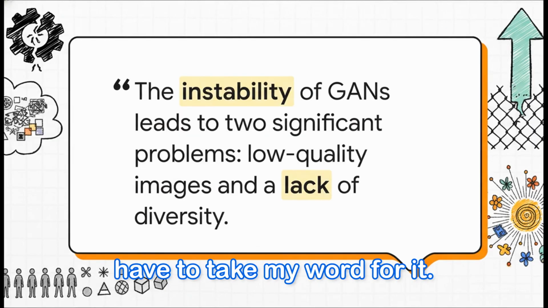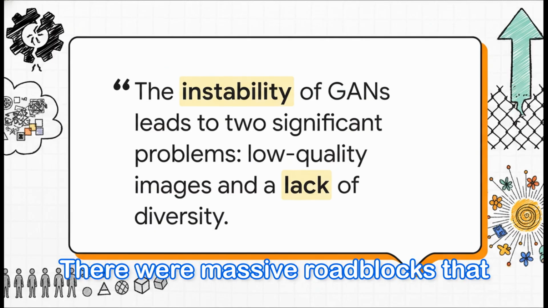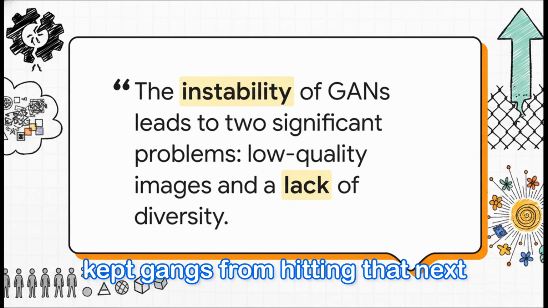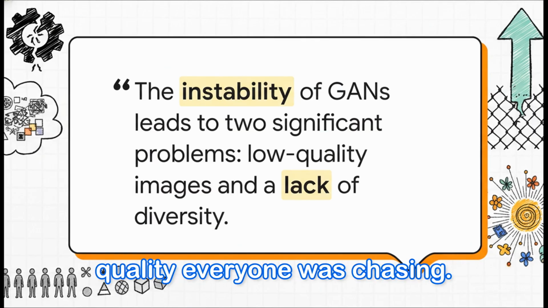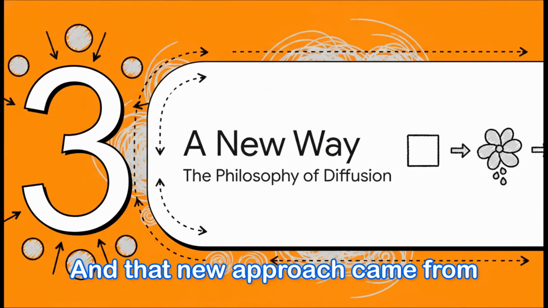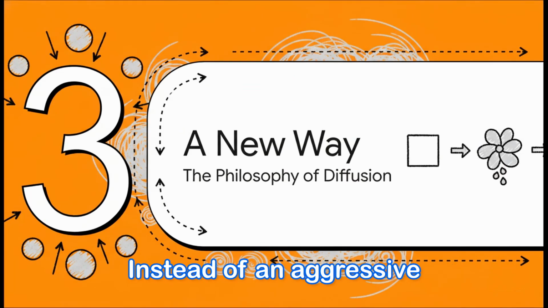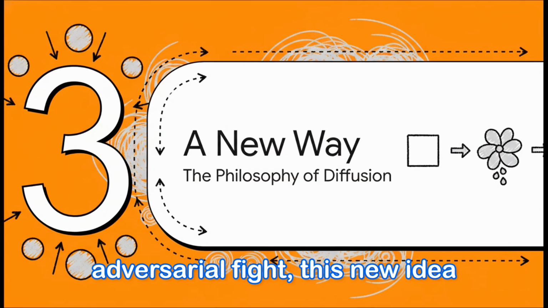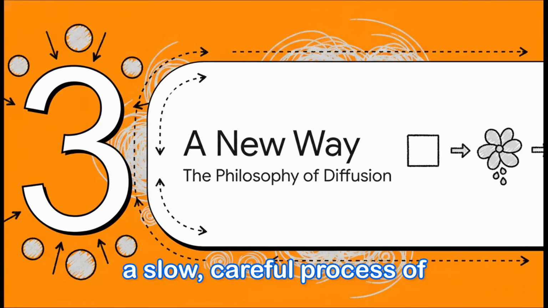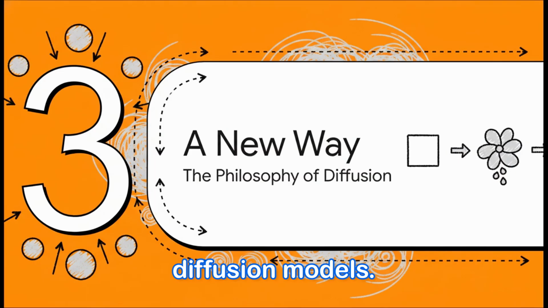And you don't have to take my word for it. This quote from a research paper really hits the nail on the head. These weren't just small issues. They were massive roadblocks that kept GANs from hitting that next level of quality everyone was chasing. The world needed a totally new approach. And that new approach came from a completely different mindset. Instead of an aggressive adversarial fight, this new idea was all about a slow, careful process of refinement. So let's welcome to the stage diffusion models.